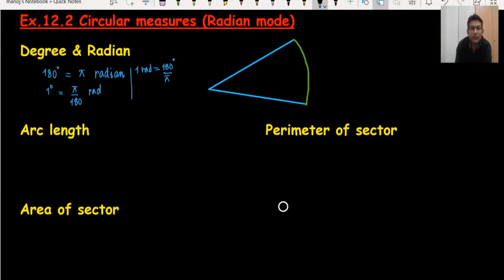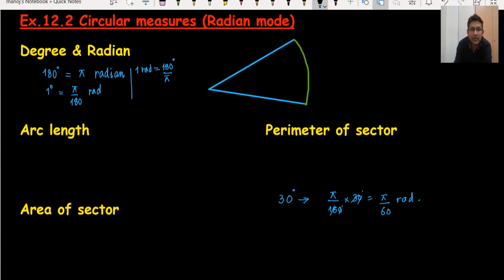Sometimes, for example, we need to convert 30 degrees into radian mode. So what you will do is write pi upon 180 multiplied by 30. So the 0 cancels out, and 3 times 6, so pi upon 60 is 30 degrees in radian mode.